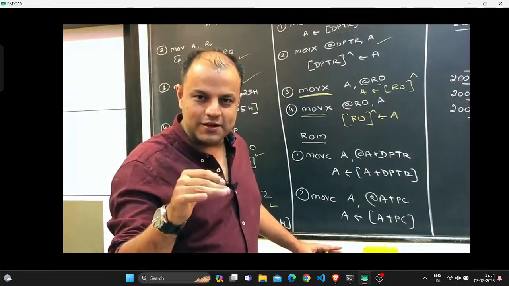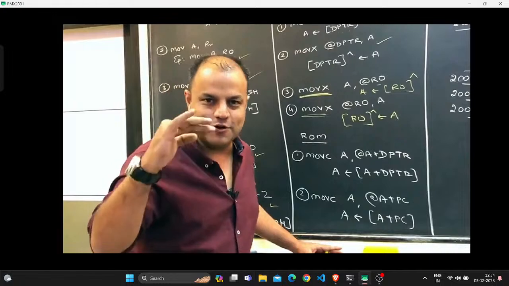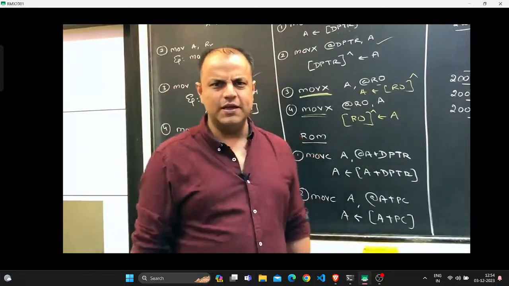If the address is less than 1000, it could be either internal ROM or external ROM. If the address is more than 1000, definitely external ROM, because internal ROM ends at 0FFF. We have covered all of this in the topic of addressing modes.